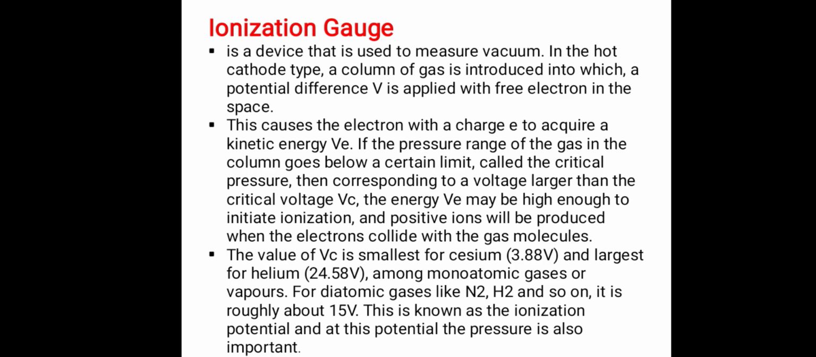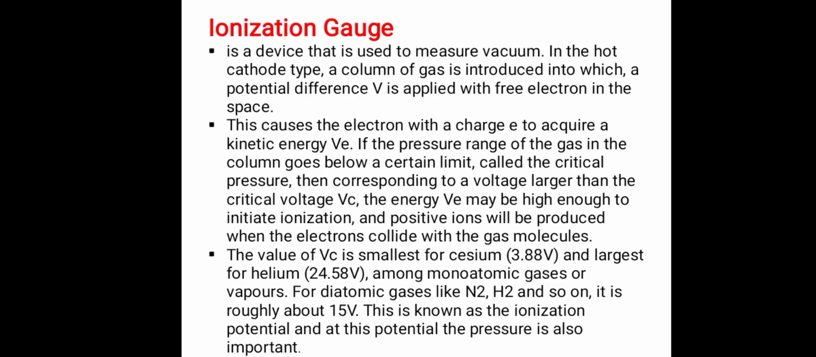Now see here what we are actually doing in ionization gauges. We are providing an external potential difference, and due to that external potential there is a creation of electron and ion pairs. First we set some limit of pressure, and when the pressure goes down to that limit, we call that pressure the critical pressure. The corresponding voltage is called the critical voltage.